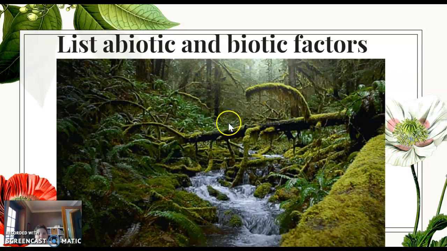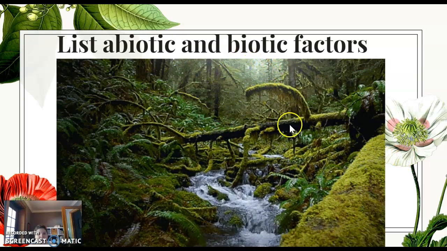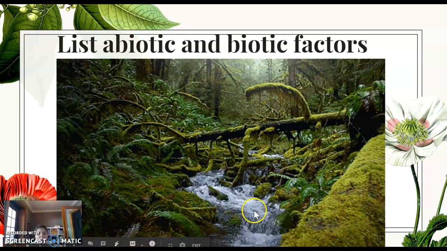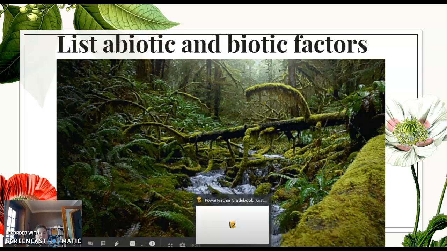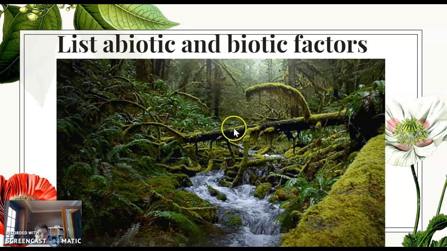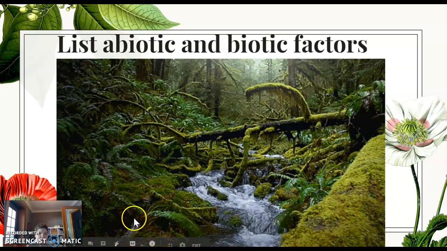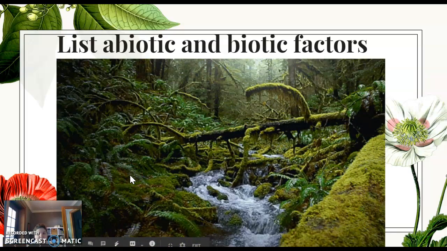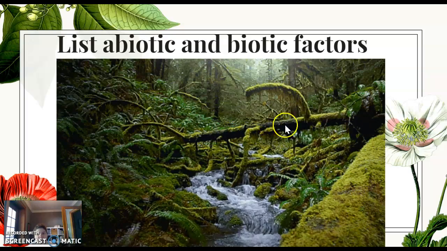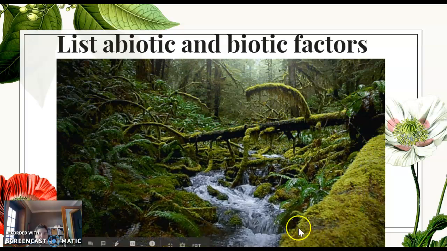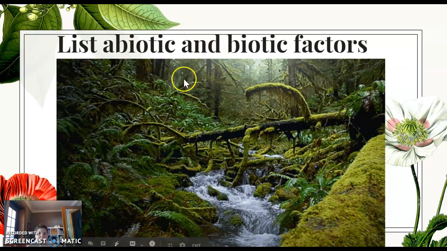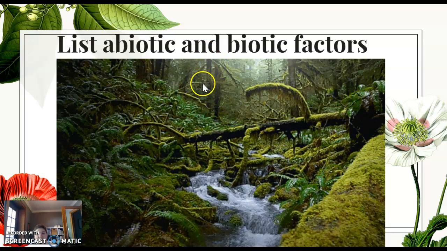For abiotic factors, we have the sunlight, we have the air in this ecosystem, we have the water and the rocks that the water is flowing over. We have the soil that these mosses and plants are growing on. For the biotic factors, even though this tree has fallen and is no longer alive, it's still a biotic factor because it was once living. We also have the mosses, the ferns, the trees, and any organisms that are living in the water. These would all be considered biotic factors.